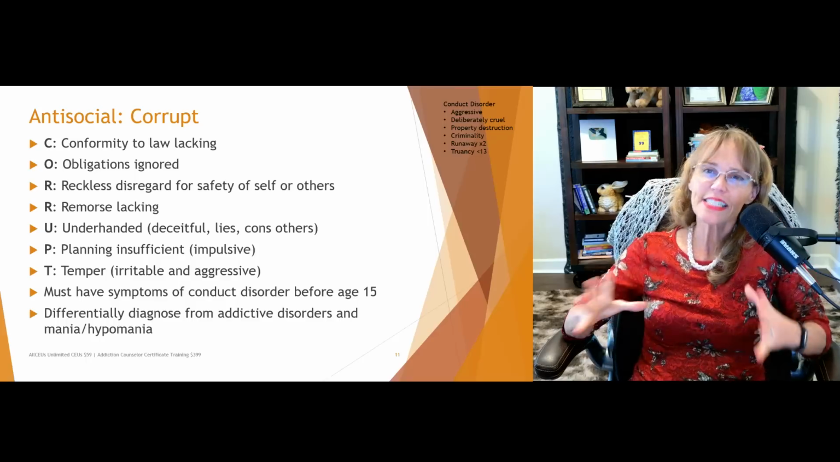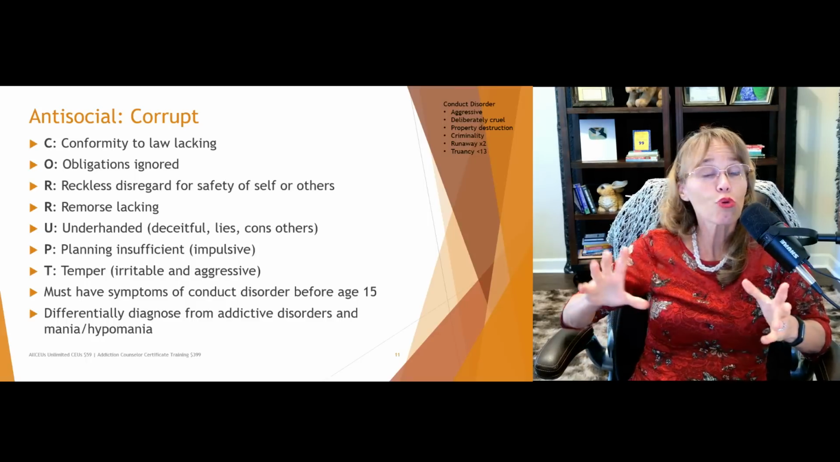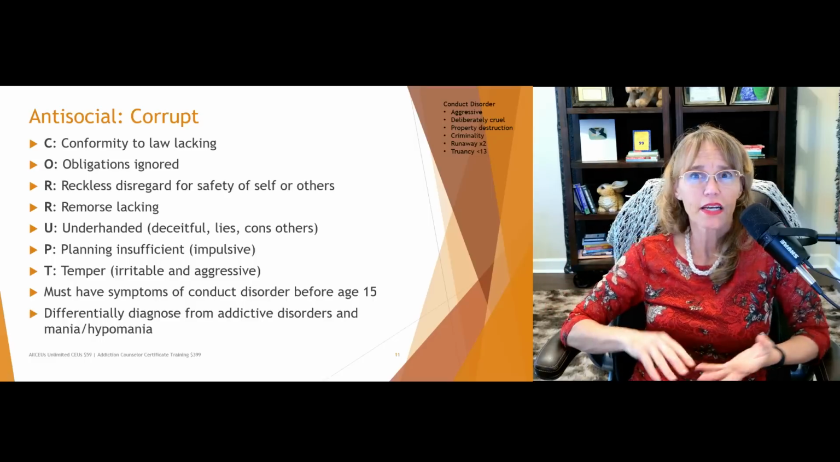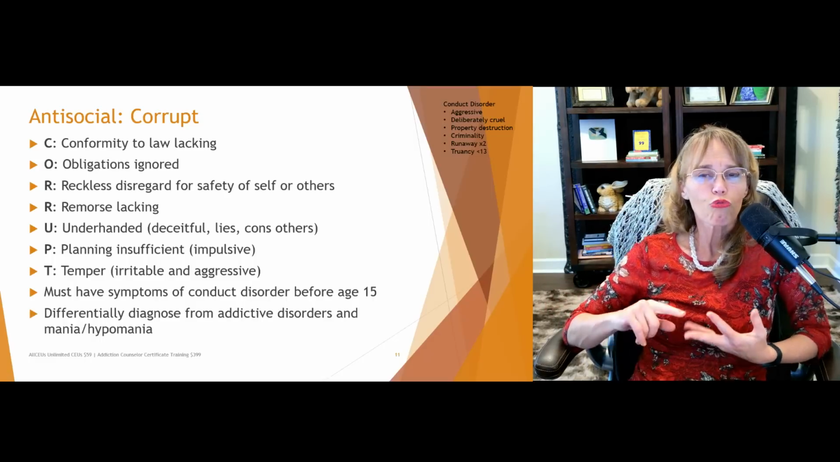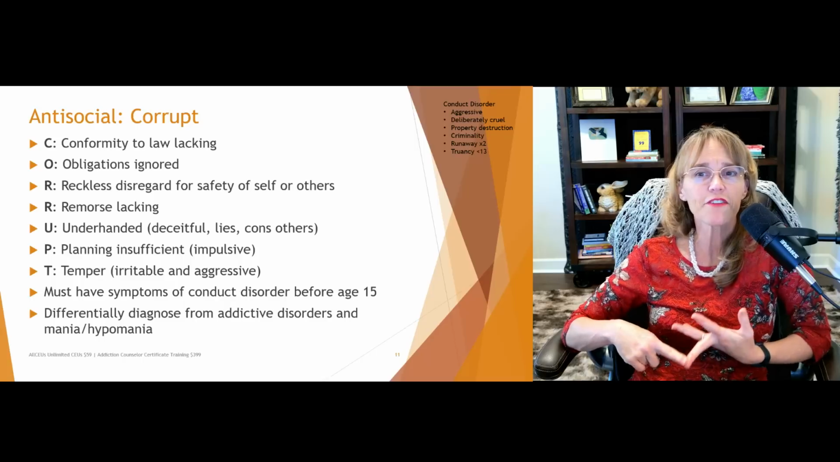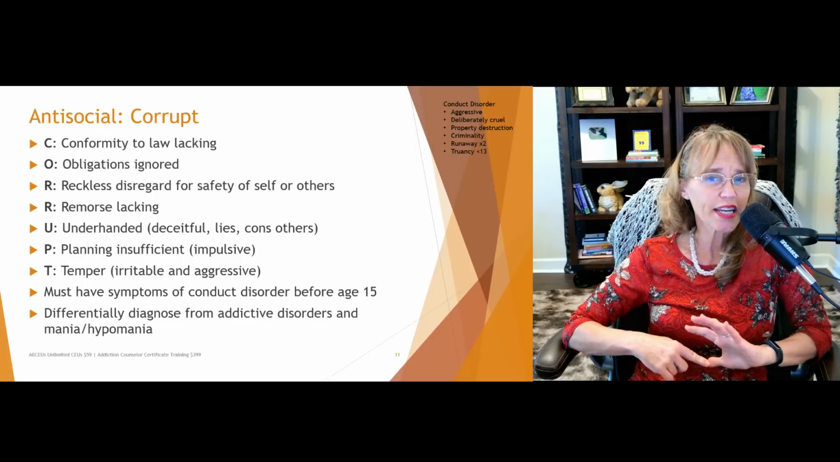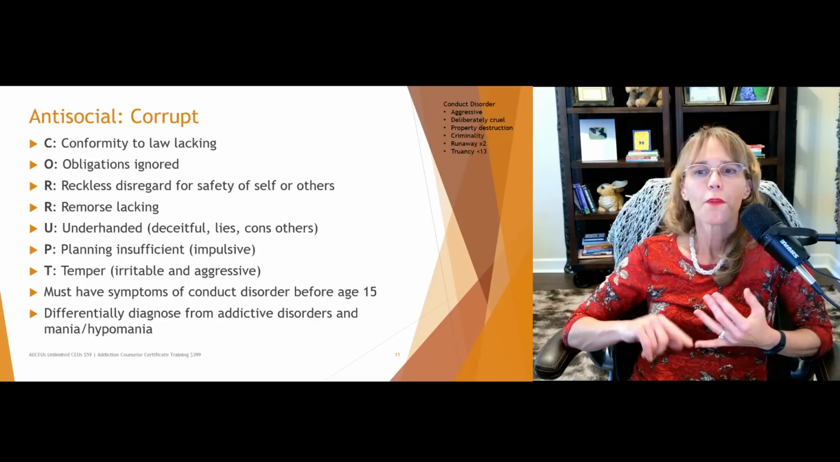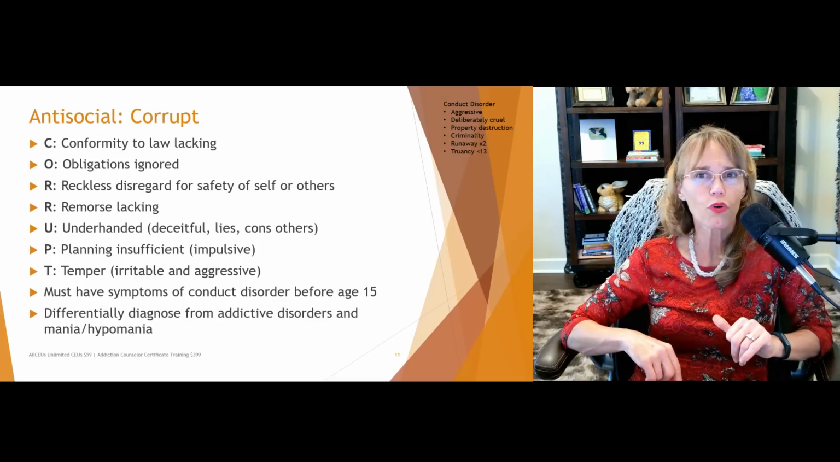Antisocial. Now, this is one of those that CORRUPT is the mnemonic. Conformity to law is lacking. Obligations are ignored. Reckless disregard for safety of self or others. Remorse is lacking. Underhanded or manipulative. Planning is insufficient. And their temper is irritable or aggressive.